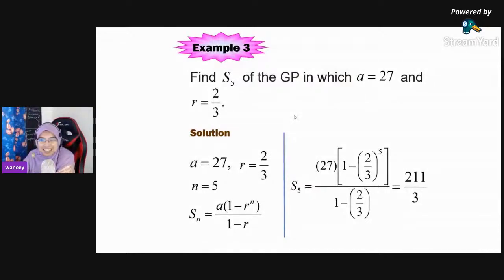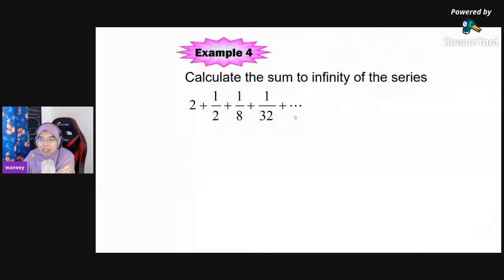Okay, so let us go to the next example. Calculate the sum to infinity of the series 2 plus 1/2 plus 1/8 plus 1/32 plus ... Okay, so now what is the first term for this one? The first term, obviously, this is the first term. So 2 is the first term. A is equal to 2.